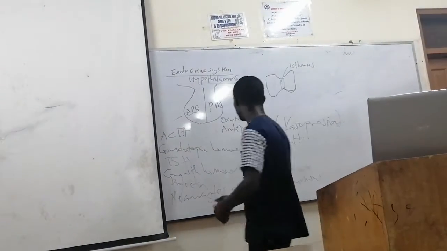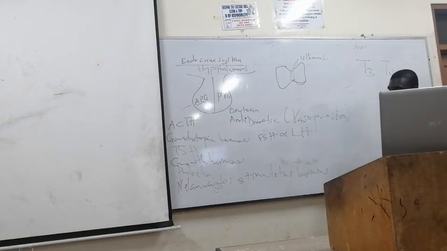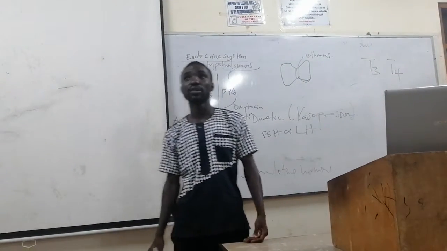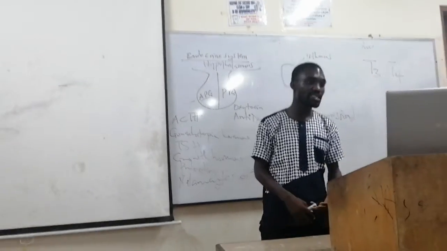Basically, there are two main hormones that are secreted by the thyroid gland. We have the T4 and T3 hormones, right? So the two main hormones released by the thyroid gland are the T4 hormones and the T3 hormones.